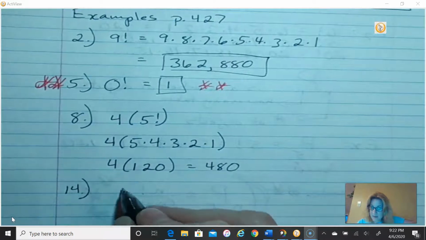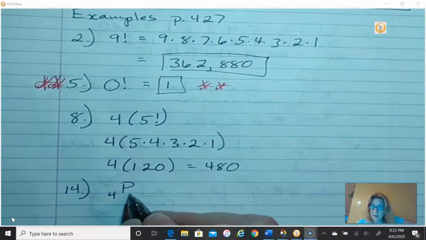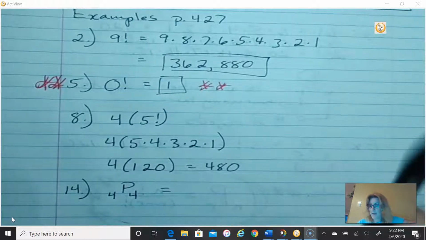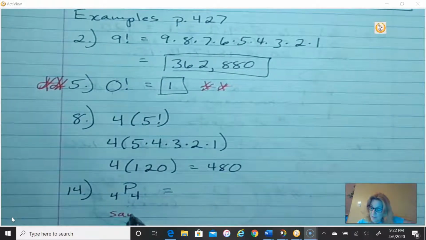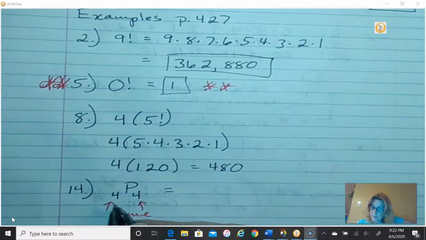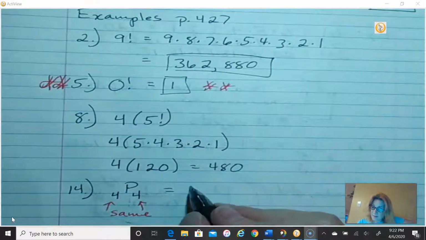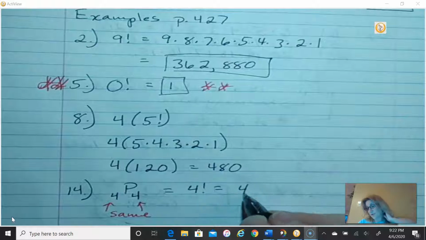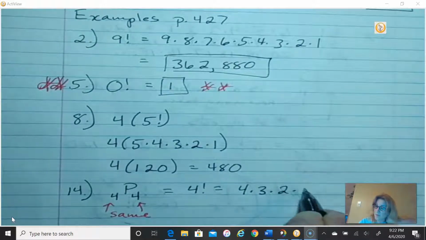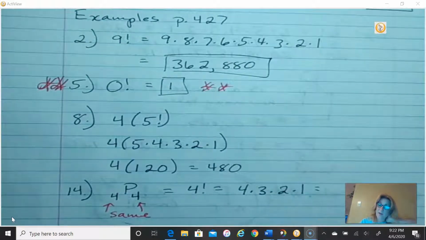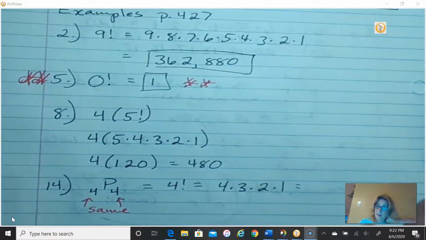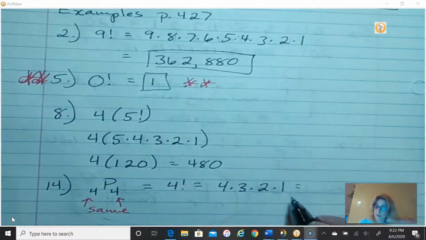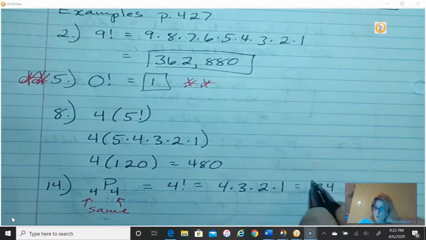14, we have P with an N, that's 4, and the R, that's 4. If they are the same, then remember what I said, it's going to be 4 factorial. And that means 4 times 3 times 2 times 1. Pause the video and do your math, or you can just do that 4 factorial on your calculator and you get 24.